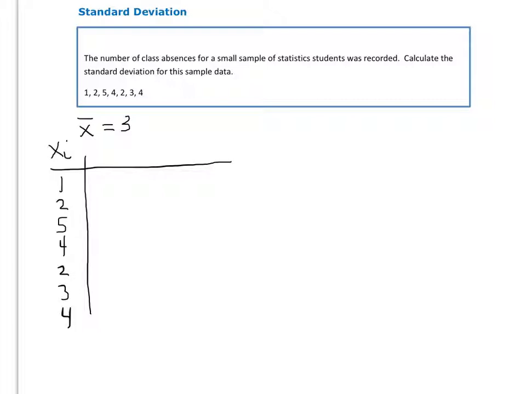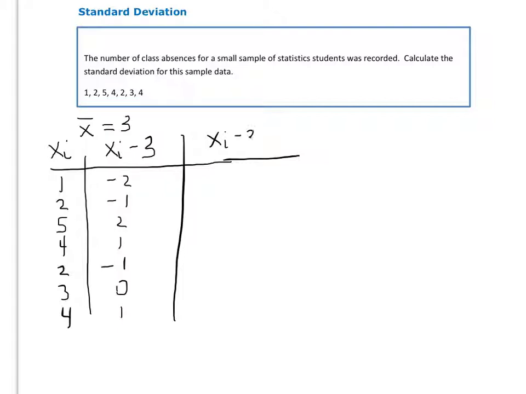In the next column, we're going to look at each of these measurements and see what the difference is between the measurement and the mean. And so I get -2, -1, 2, 1, -1, 0, and 1. Okay, next step is just to compute the square deviations. So take each of the values, the numbers in the second column, and square them. And we get 4, 1, 4, 1, 1, 0, 1.